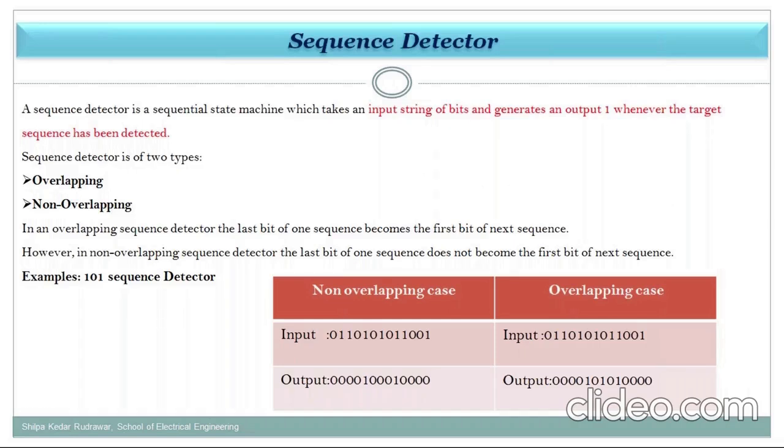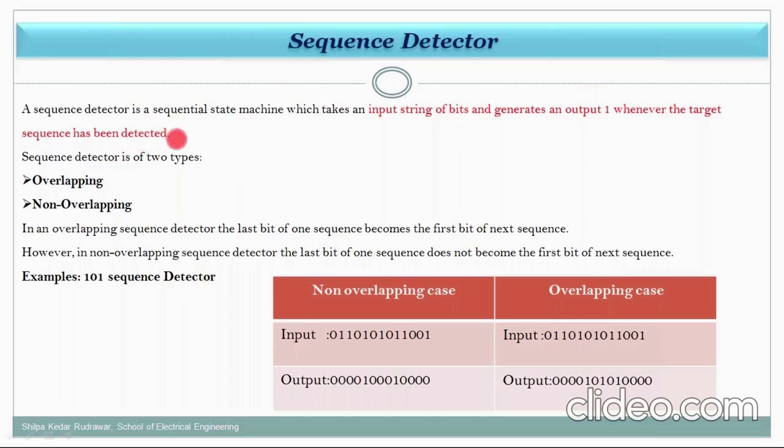So what is a sequence detector? It detects the sequence. Just read each and every point properly. A sequence detector is a sequential state machine, because in FSM we are targeting sequential machines only. It takes an input string of bits. Input string of bits means if I have input X, which might be 0 1 0 1 1 0 1 1, a string of bits, and it generates an output 1 whenever the target sequence has been detected.